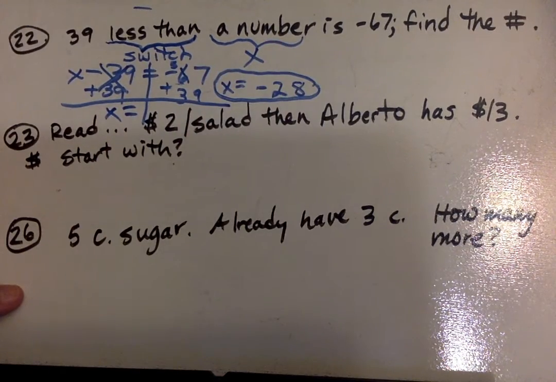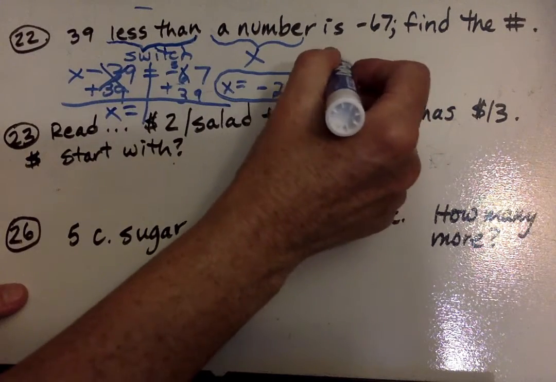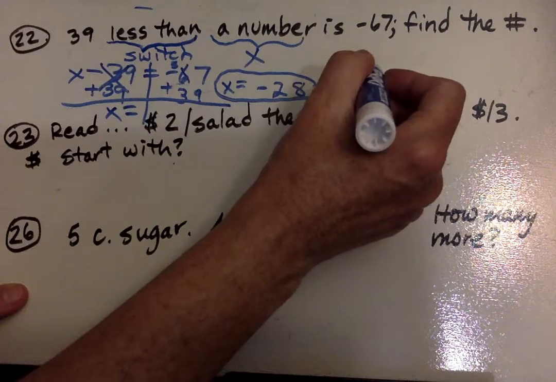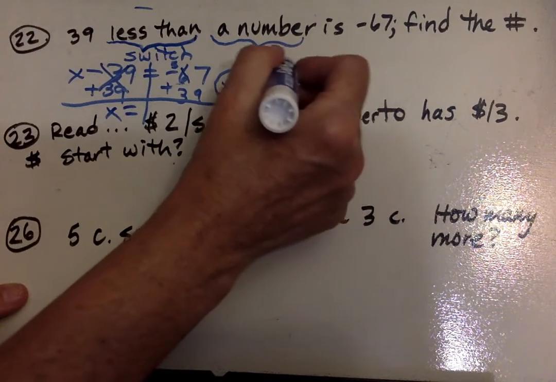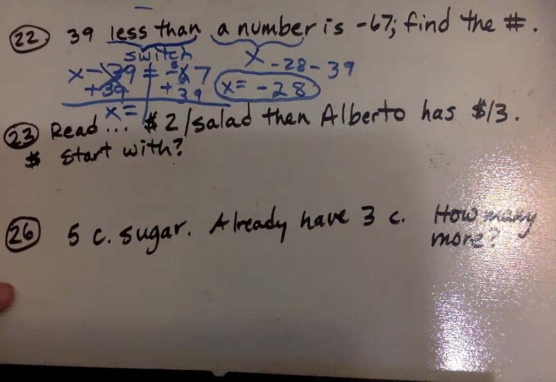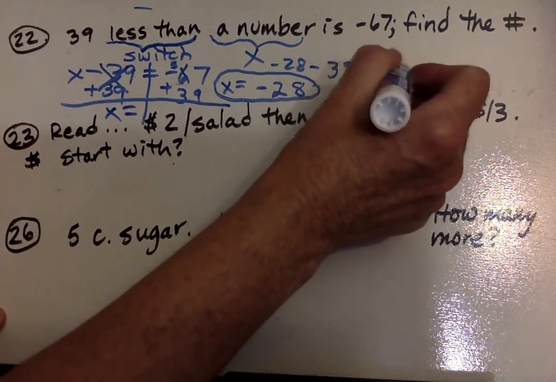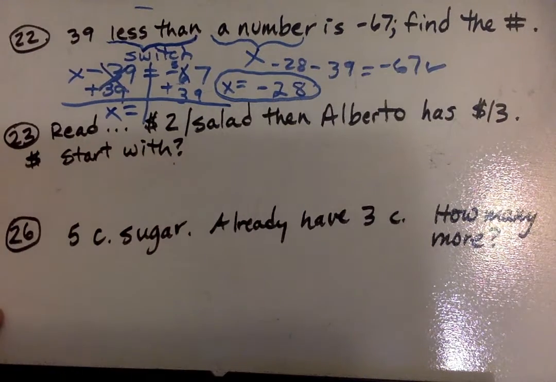Okay. So then if we want to check, we put it back in. 39 less than a number. So it's less than, so negative 28 less than a number is negative 67. And that checks. Okay. All right, the next one, 23.